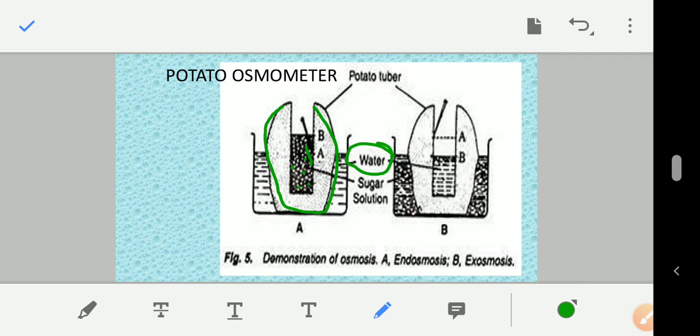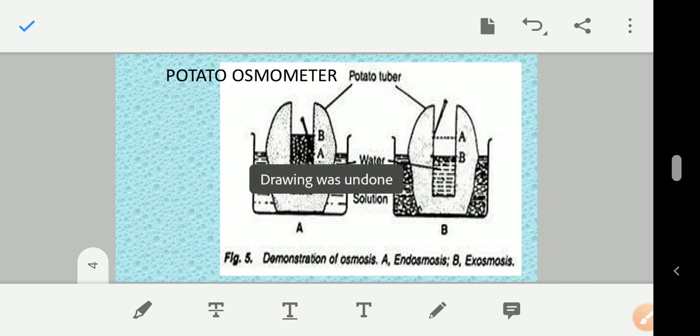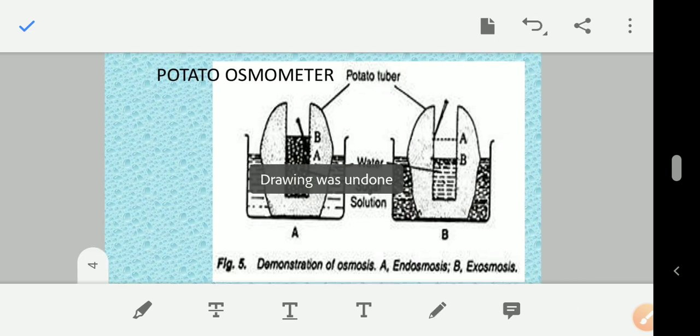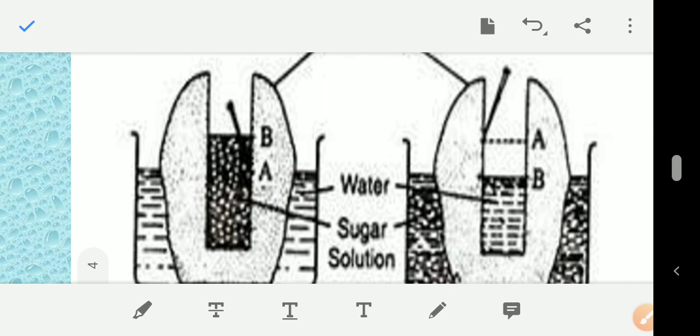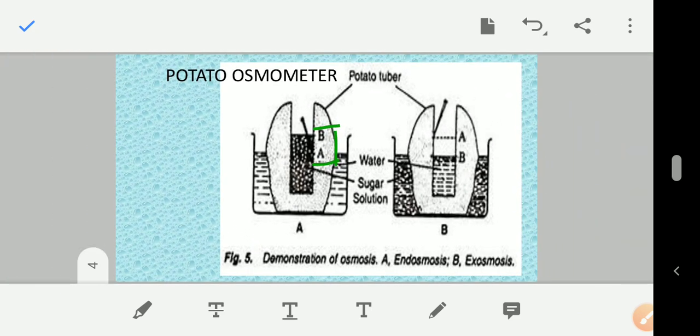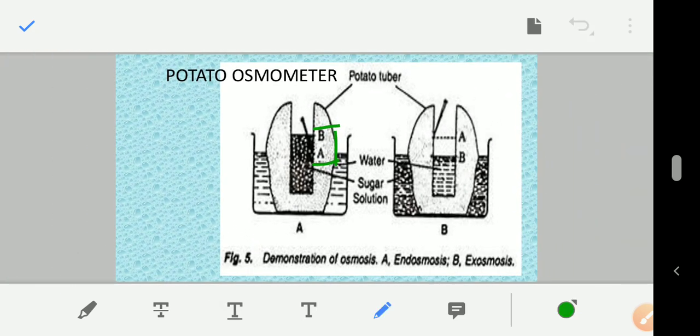Water will move from the beaker to the potato. Look in the diagram. Initially the level of water was A and now the level of water is B. So this much level of water has risen. It means endosmosis takes place. In another diagram, there is a potato and inside the potato there is water and the sugar solution is outside. It means exosmosis will take place. Water will move from the potato to the beaker. The level of water will decrease from A to B.